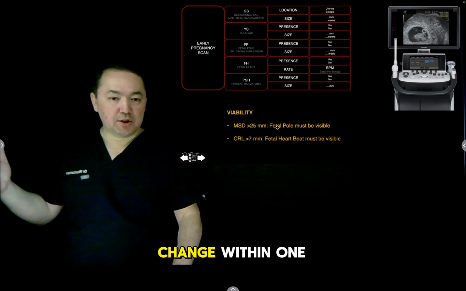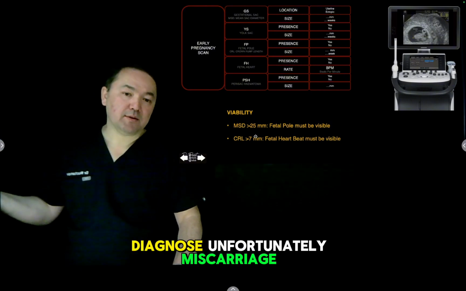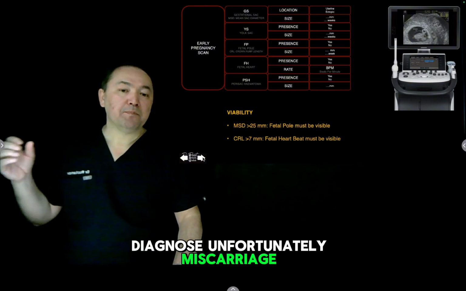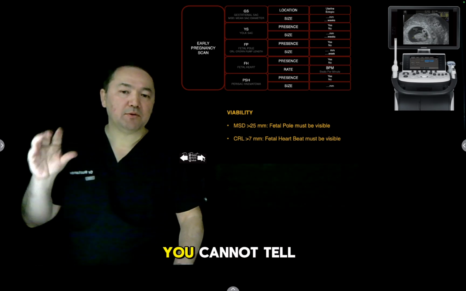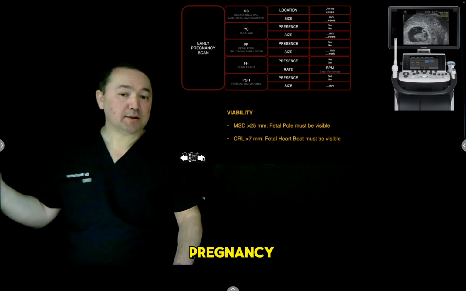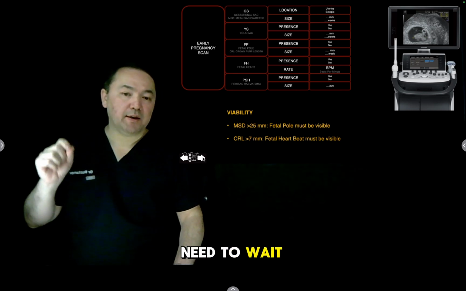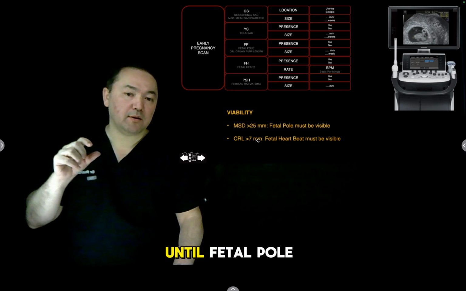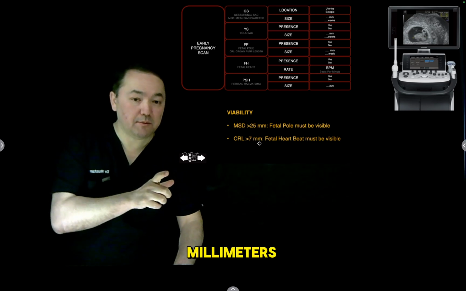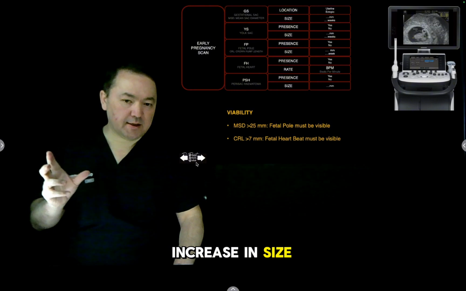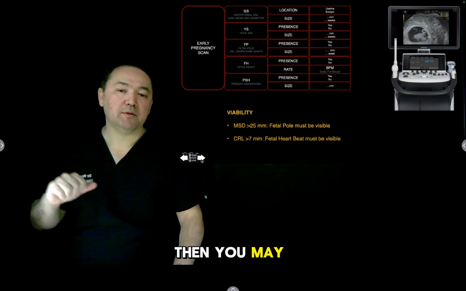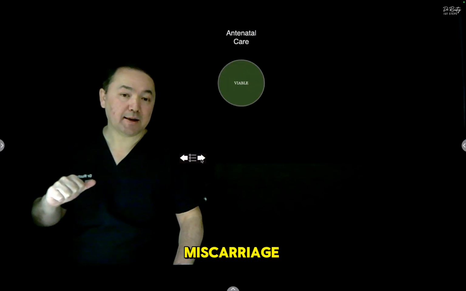If it doesn't change within 1 to 2 weeks, then you may diagnose, unfortunately, miscarriage. So again, if the fetal pole is less than 7 millimeters and you can't see the heartbeat, you cannot tell whether it's ongoing pregnancy or miscarriage. You need to wait another week or 2 until the fetal pole increases to 7 millimeters, then check the heartbeat. If the fetal pole doesn't increase in size within a week or two, then you may be diagnosed, unfortunately, with miscarriage.